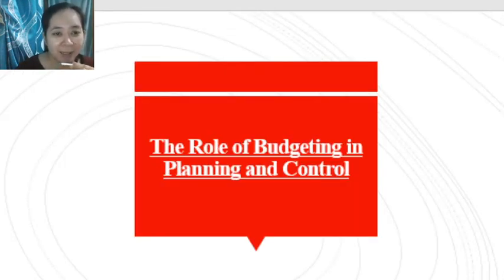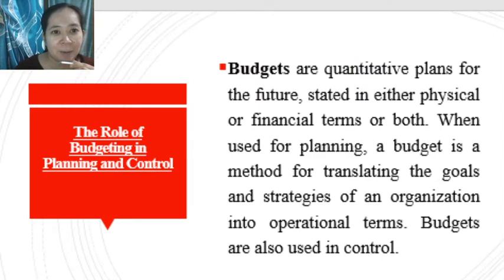Okay, so to start with, let us have the role of budgeting in planning and control. Basically, budgets are quantitative plans. This is made for the future. This is also stated either in physical or financial terms, or it can be both. When used for planning, the budget is a method for translating the goals and strategies of an organization into operational terms. Budgets are also used in control.